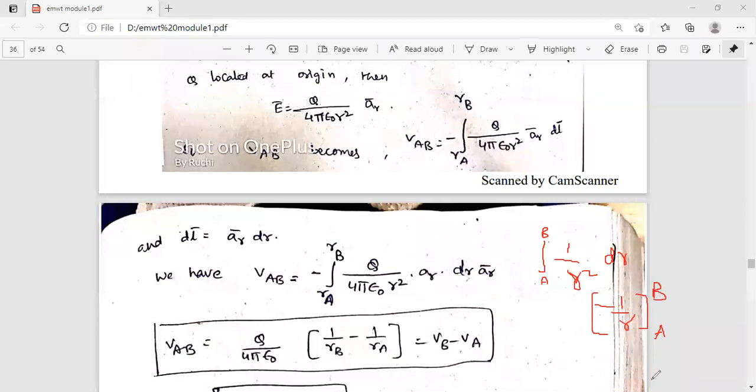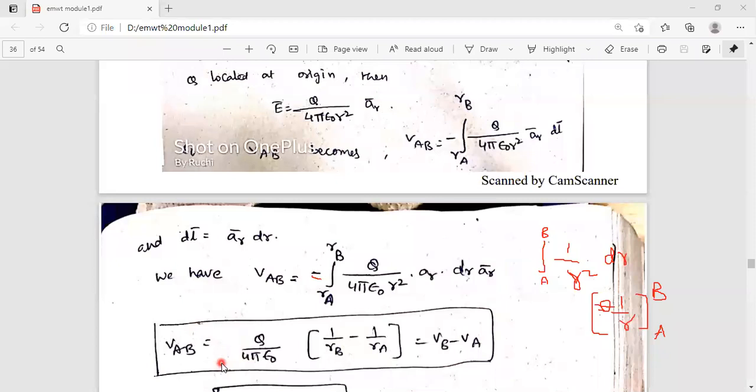Okay, substitute the limits. Here one negative sign is there before this integral, and this negative sign and this negative sign will now become positive. So what is the final expression we got here? q by 4 pi epsilon naught into, substituting the limits, 1 by rb minus 1 by ra. Okay, 1 by rb minus 1 by ra. This is the expression for potential difference.